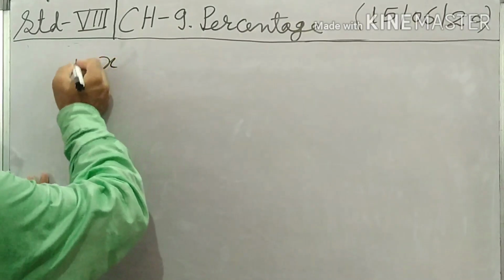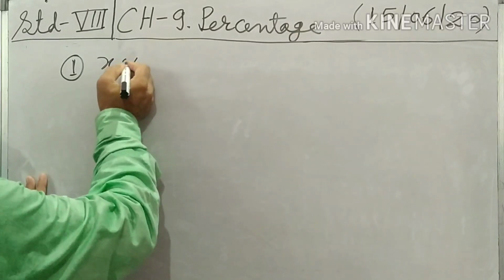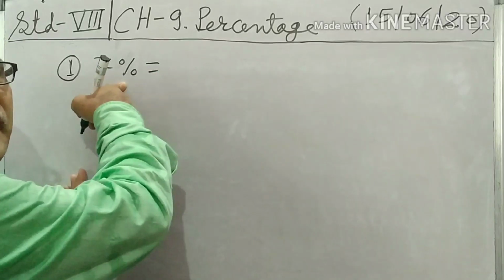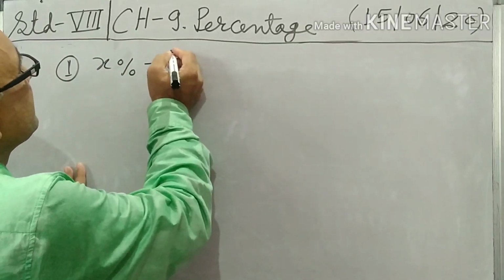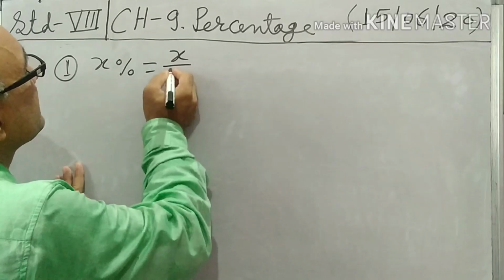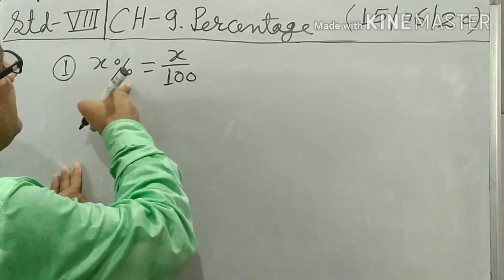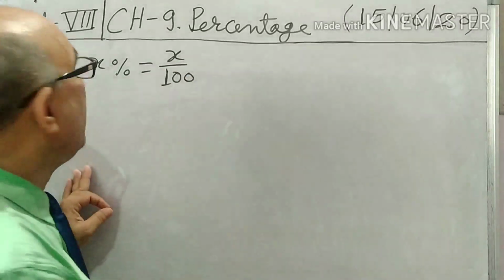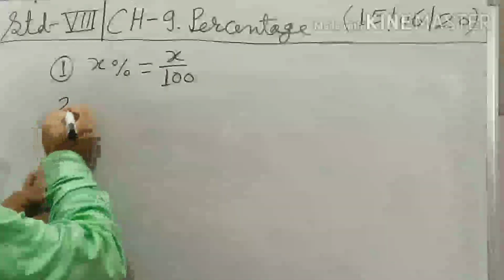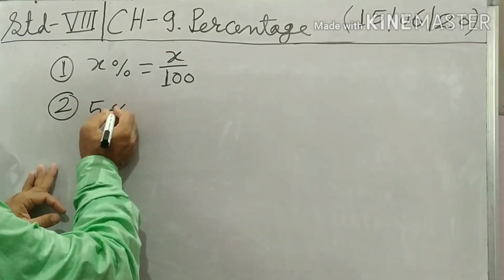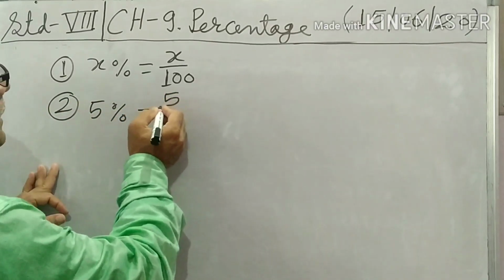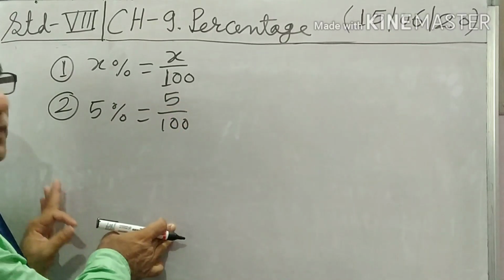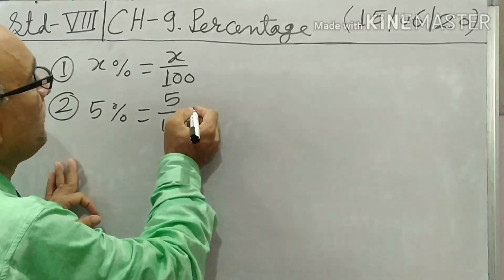Students, first of all, X percent means: remove the sign of percentage, and change X to X by 100. The percent symbol is removed, and we write X in the form of X by 100. Similarly, 5% means 5 by 100.